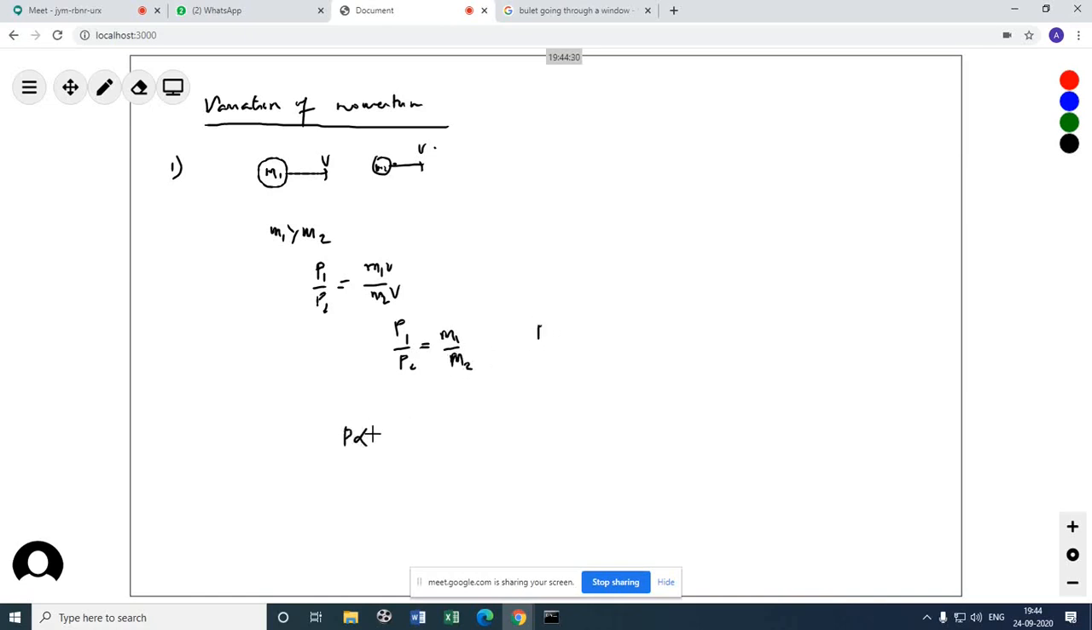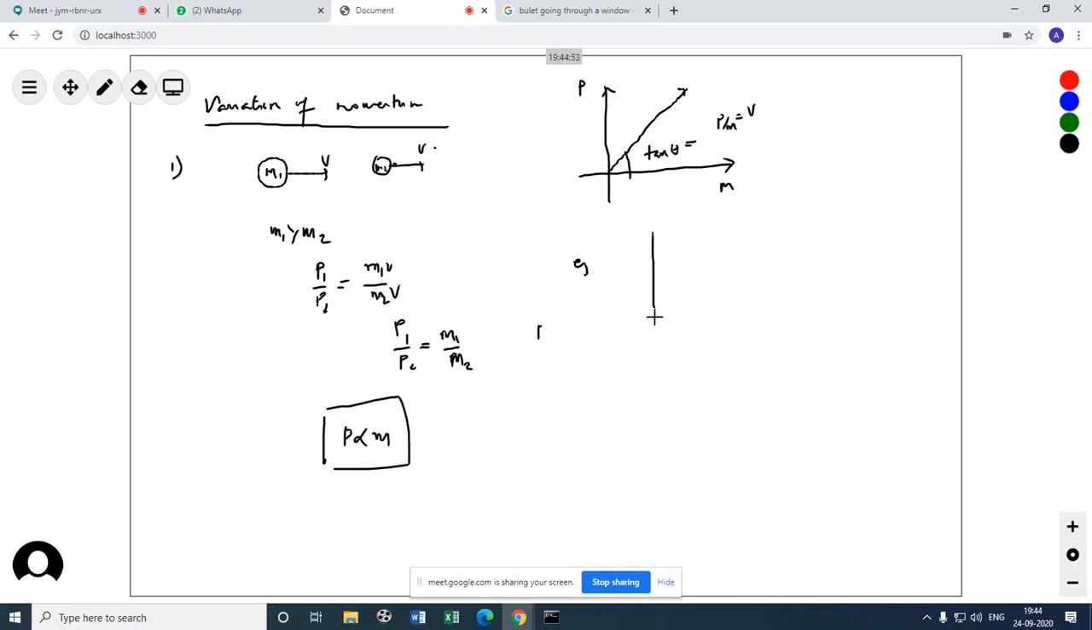This shows me that P is directly proportional to mass, which means the graph is a straight line. If I take a graph between P and M, the slope, tan theta, should give me P by M, which is what? Velocity. For example, if I give you an object like this, what kind of motion is this? It is a uniform motion, right? So in this case v is constant.